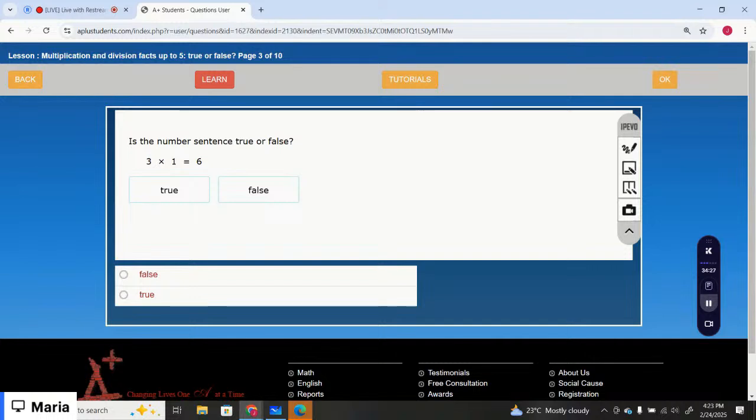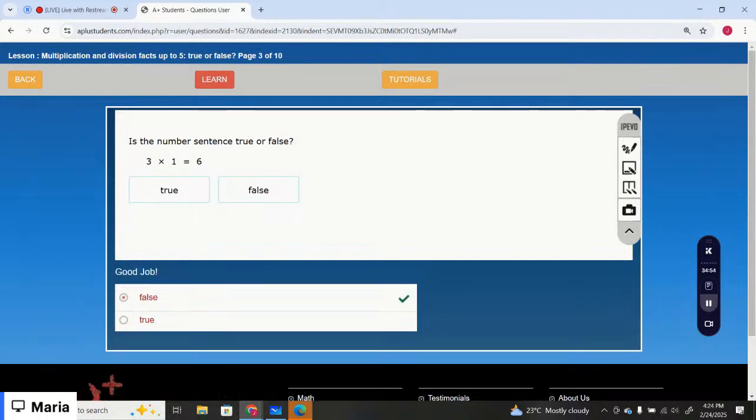Is the number sentence true or false? 3 times 1 equals 6. False it is, because 3 times 1 is 3.